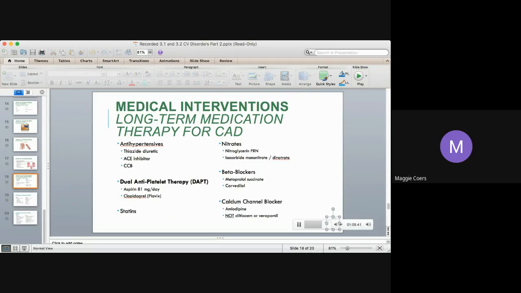Most of the patients after an MI will be on a beta blocker unless it's contraindicated. And the most successful beta blocker after an MI is metoprolol. Calcium channel blockers also can be given. Diltiazem and verapamil can contribute to heart failure, so amlodipine is often the drug of choice post MI or for long-term medication therapy for coronary artery disease.